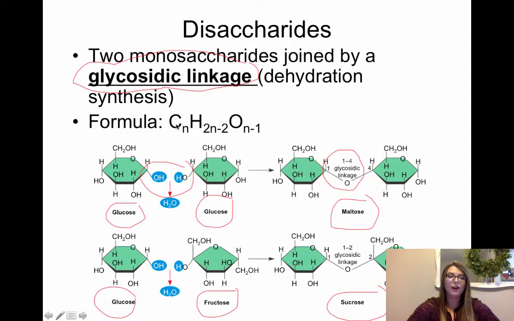Also, disaccharides have a formula of CnH2n-2On-1. So let's just pick a random number. Let's do 3. If n equals 3, then it would be C3H4O2.